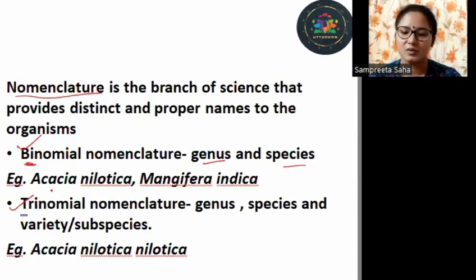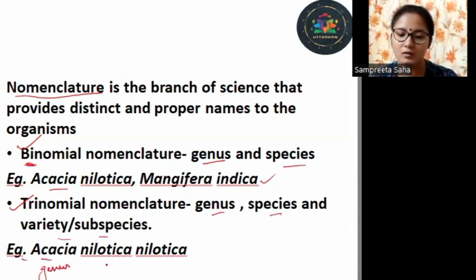Take note of some examples, students. We have Acacia nilotica, Mangifera indica. Mangifera indica, all of you know, is the scientific name of mango. Now, trinomial nomenclature is genus, species, and the third part of the name, variety or subvariety. So trinomial nomenclature names include three parts: genus, species, and variety or subvariety. For example, we have Acacia nilotica. This is genus, this is species, and this is subspecies or variety.